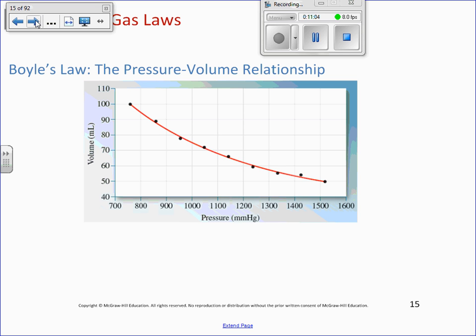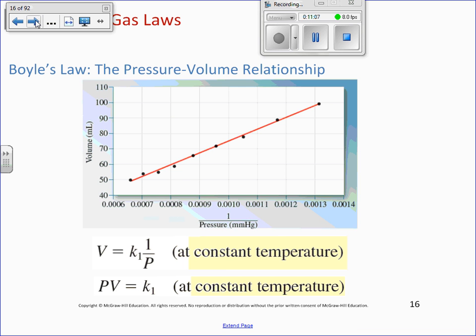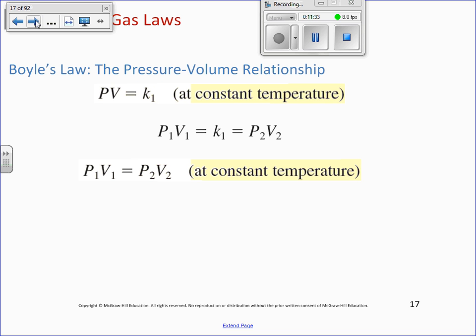So the volume is inversely related to pressure. You can see PV equals K at constant temperature: P times V is always going to equal a constant at constant temperature. So if I plot volume versus 1 over pressure, I'm going to get a straight line. So P1 V1 is equal to P2 V2. That's our first gas law, Boyle's law.